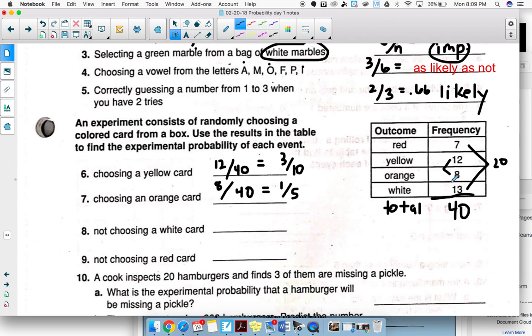Not choosing a white card. Well, 13 are white. So let's just subtract 40 minus 13 and see how many are not white. And in that case, there'd be 27 out of the 40 would not be white. 27/40. Not choosing a red card. So again, same idea. I'm just going to take 40 minus the reds, which in this case is 7. And that would mean if I added up all the other categories, 33 out of 40 of them would not be red.